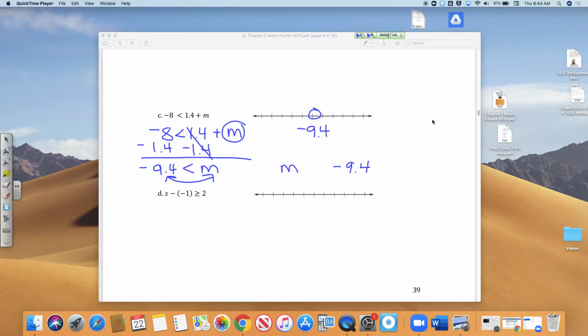When you do that, you can't just rewrite the symbol the same way because that's not going to be correct. Notice, the symbol is opening towards the m, so when I flip it around, it's going to turn from a less than symbol to what symbol? Greater than. This is the way that I prefer to graph. The answers are actually to the right of -9.4, not to the left of -9.4.